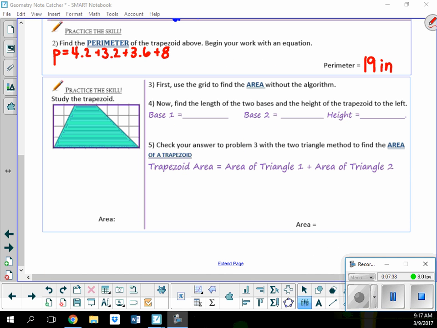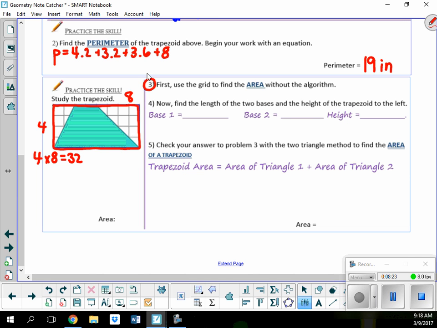All right, let's check how to find the area of this trapezoid, and we're going to do it 2 different ways today. The first way that we're going to look at it is to use the grid to find the area without the algorithm. So we have this rectangle right here, and it is a 4 by 8 rectangle. So the area of the whole rectangle is 4 times 8, which is equal to 32.